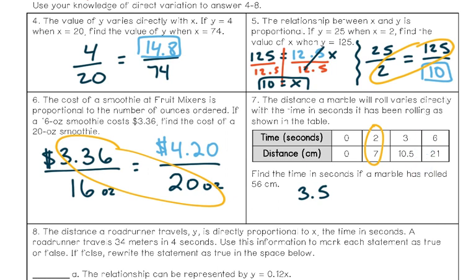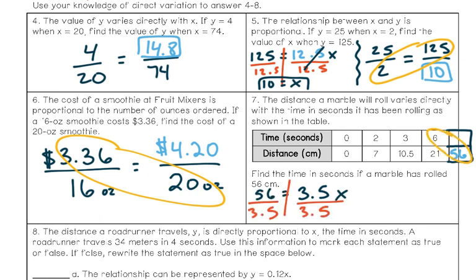Now that I know the constant of proportionality or the rate in this table, the question's asking me to find the time in seconds if a marble has rolled 56 centimeters. If I added on to this table, where would the 56 go? In the top box or the bottom box? 56 is centimeters, and centimeters are the y. They're going on the bottom. So how am I going to figure out how many seconds go here? Go ahead and take a minute and try to think of a strategy. Press play when you're ready to check.